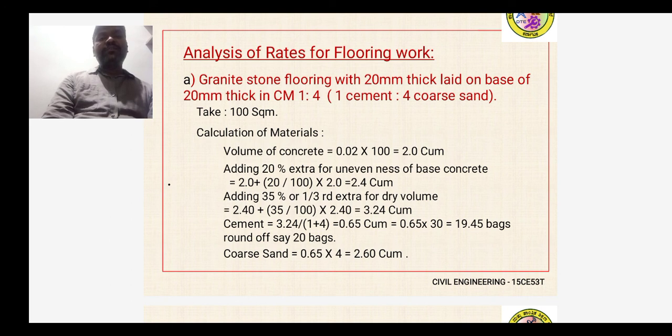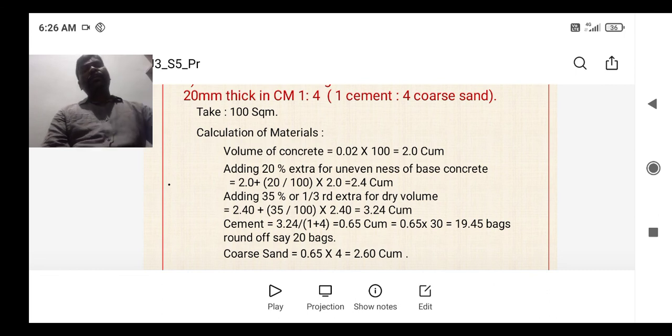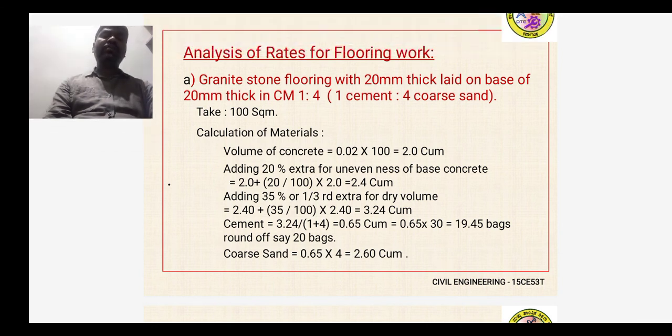In calculation of material, cement and sand. Cement proportion is 1 into 3.24 by total proportion, which is 1 plus 4. We get 0.65 cubic meter. 0.65 into 30 bags of cement per 1 cubic meter of cement is equal to 19.45 bags. Rounding off, say 20 bags of cement we want. Coarse sand is cement quantity multiplied by 4, because the ratio is 1 to 4, which is equal to 2.6 cubic meters.